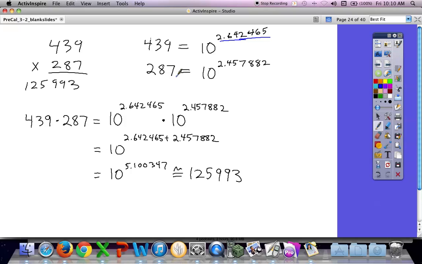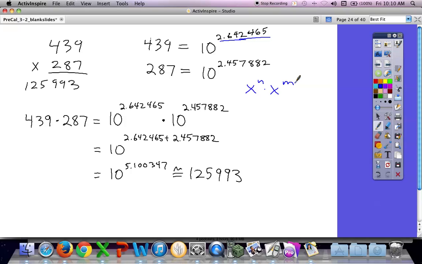Okay, so when I'm multiplying 439 times 287, it's really like multiplying 10 to this power, which is that, times 10 to this power, which is that. Now remember the properties of exponents. x to the n times x to the m. What do you do with the exponents? You add them up, right?